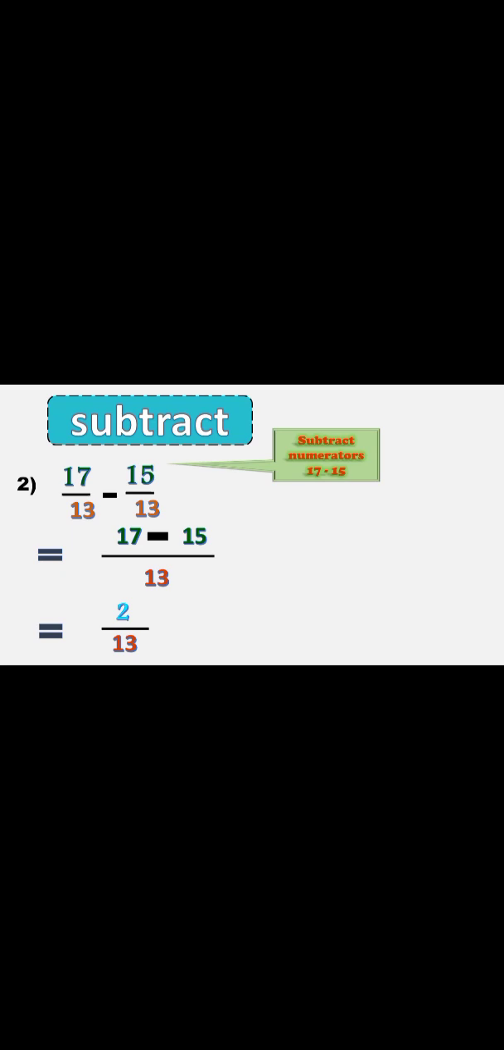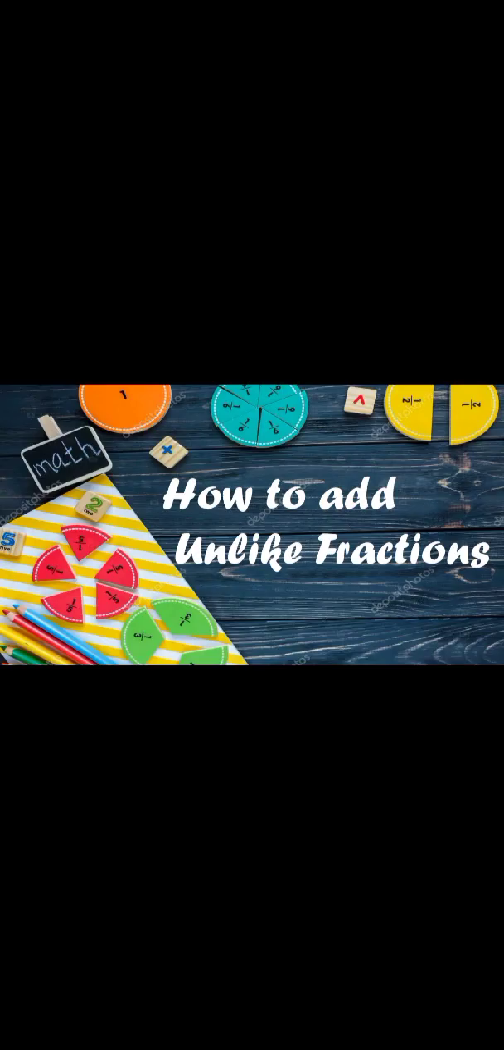So, I hope you understand how to subtract and add the like fraction. Now let's see how to add unlike fractions. Here, the question is 2 upon 5 plus 1 upon 3. Both fractions are unlike because both the denominators are unequal.